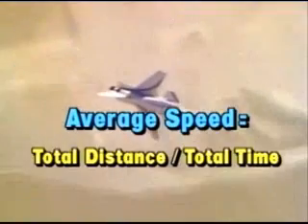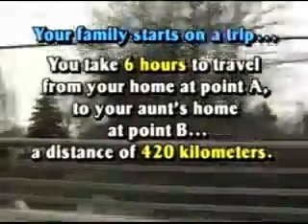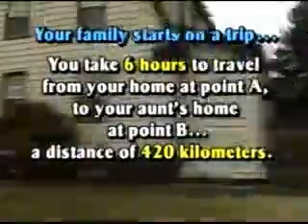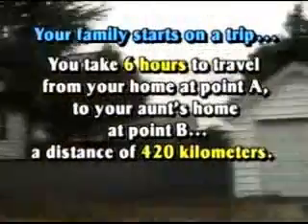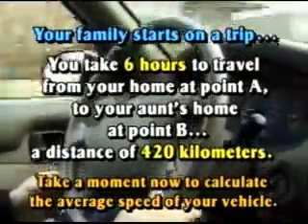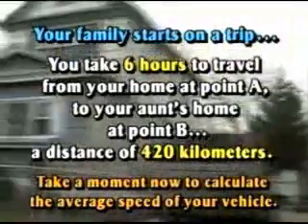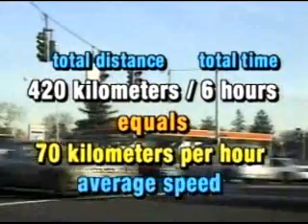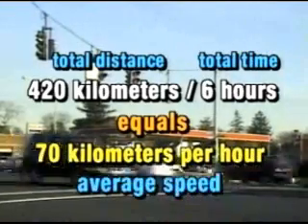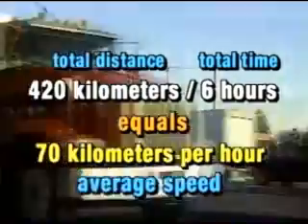The equation for average speed is the total distance traveled divided by the total time taken to cover that distance. Let's suppose your family starts on a trip to visit relatives, and you take 6 hours to travel from your home at point A to your aunt's home at point B, a distance of 420 kilometers. Take a moment now to calculate the average speed of your vehicle. To get the answer, you divide the total distance, 420 kilometers, by the total time, 6 hours, with the answer, the average speed, being 70 kilometers per hour.